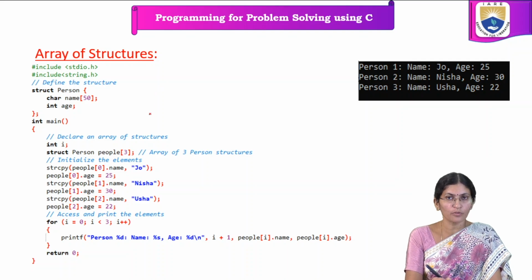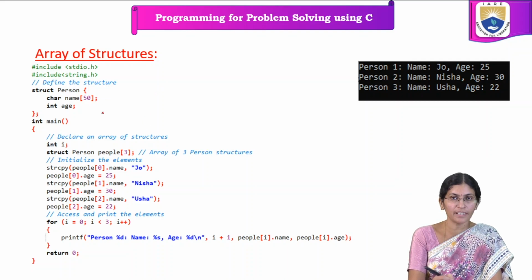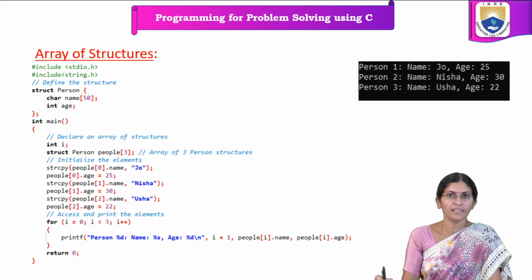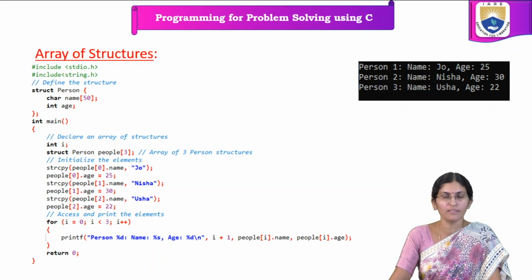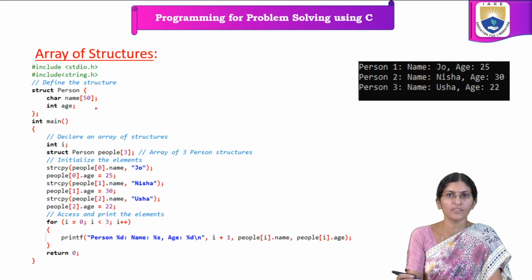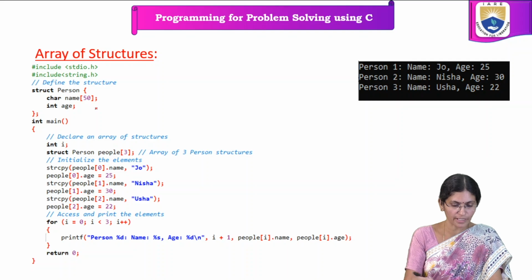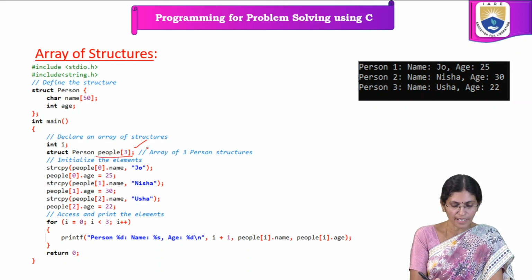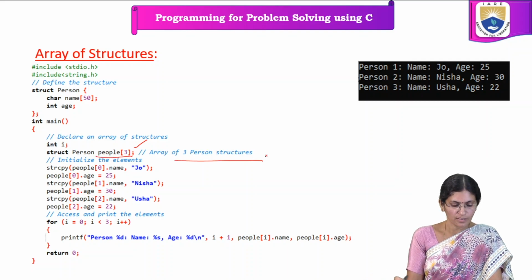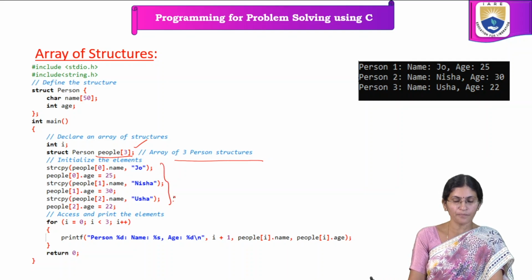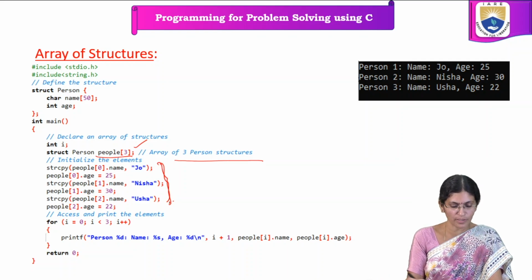Here we will write a program where we are creating a structure named person, and the person has 2 members, name and age. Name is a character array and age is an integer type. Then, in the main function, we are declaring the variable, which is an array of 3 person structures. Next we are initializing the values. This is static initialization, as we are initializing the values while writing the program itself.